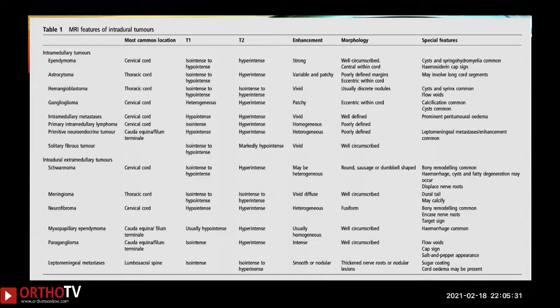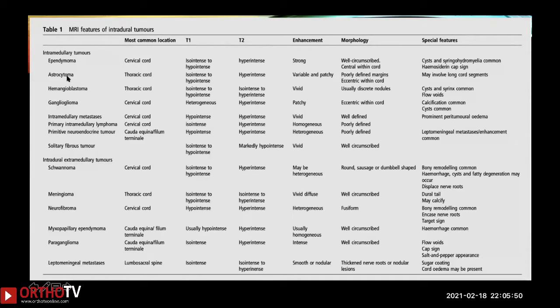Just spend a minute on this. As an example, an ependymoma is usually seen in the cervical cord. On T1, it's isointense to hyperintense. On T2, it's hyperintense. There is strong enhancement on contrast, and it shows in the cervical area.